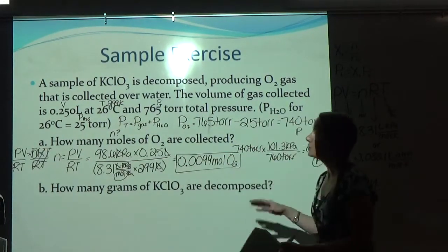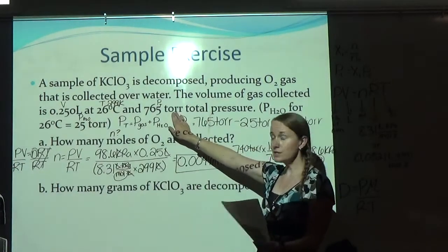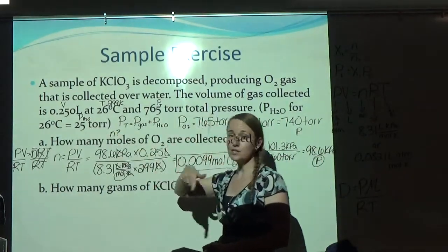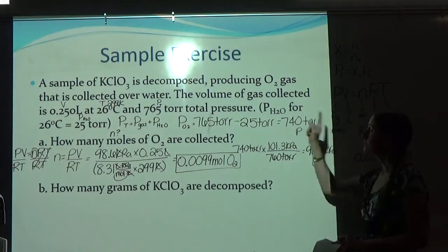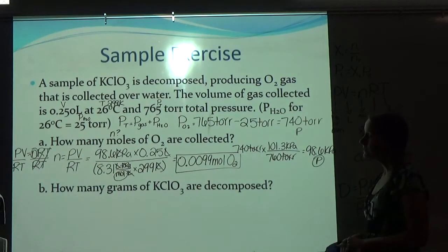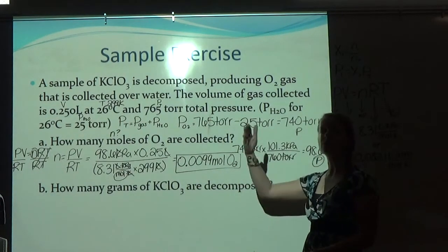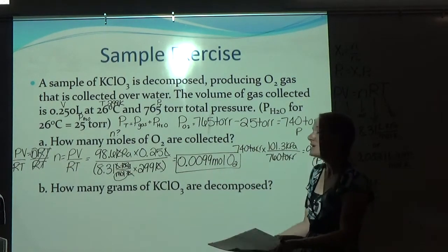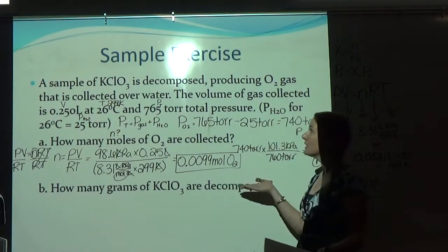Okay, so again, y'all, the trick on this one is because it gave me the total pressure, I first needed to get rid of the pressure caused by the water vapor. Once I did that, I had a pressure I could plug into my ideal gas law. Then it says how many grams of KClO3 are decomposed. Well, I have oxygen right here. Remember, whenever you're trying to go from one substance to another, you need to do, my favorite, stoichiometry. However, they didn't give me a reaction, so you're going to have to write your own.